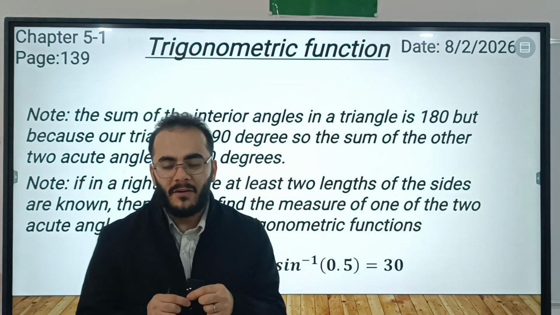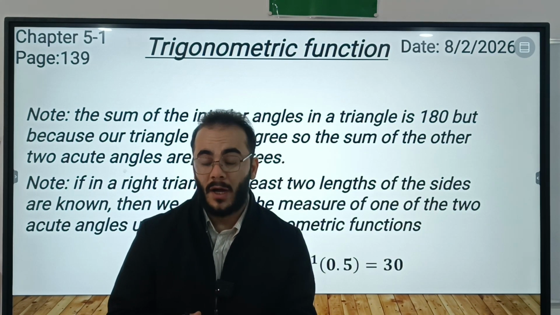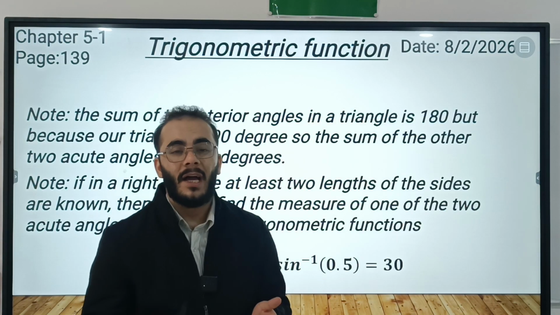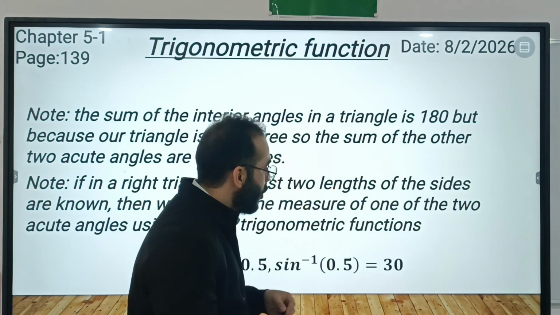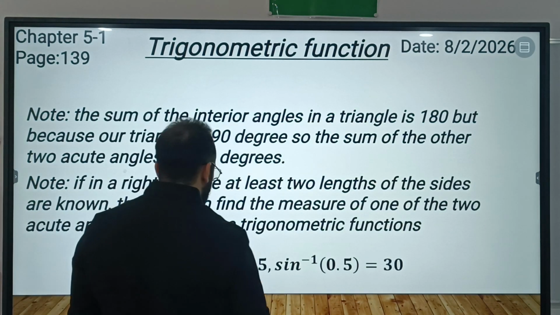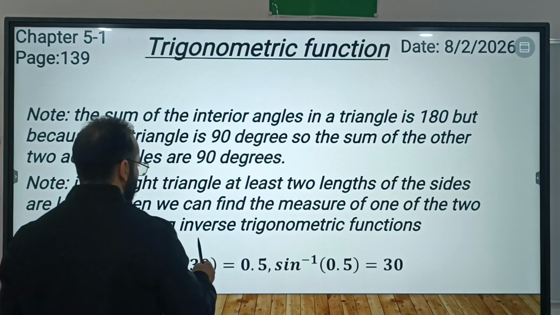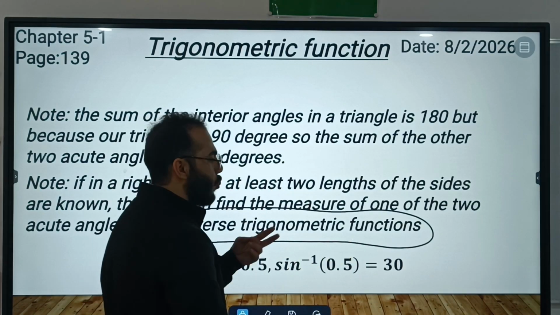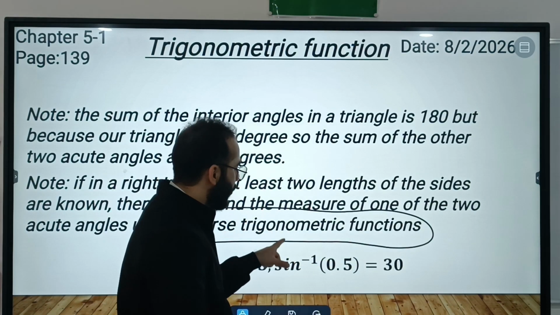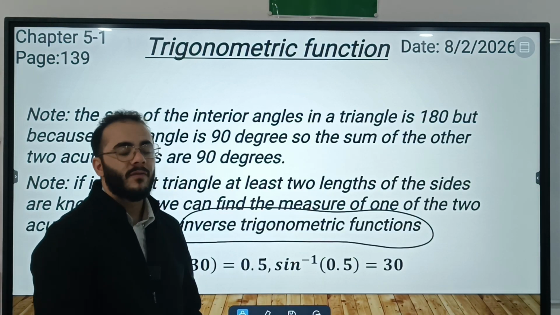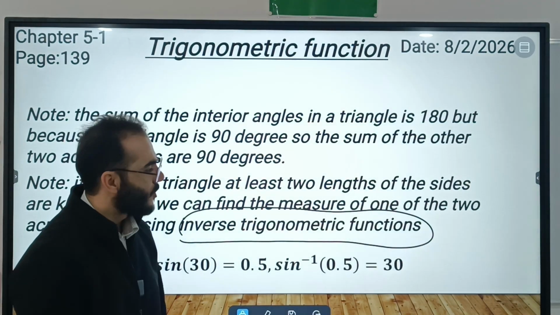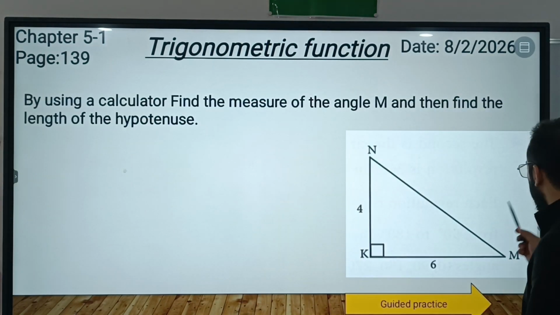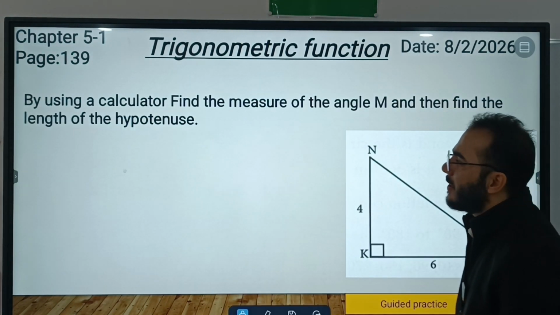If we have got 2 known sides in a right triangle, we can find the measure of the acute angles by using inverse trigonometric functions. So when we have got 2 sides in a right triangle, we can use the inverse trigonometric function in order to find the measure of the acute angles. Right now, you are going to see how. There is an example here. I don't want to just go and explain it abstractly. There is a beautiful example here.